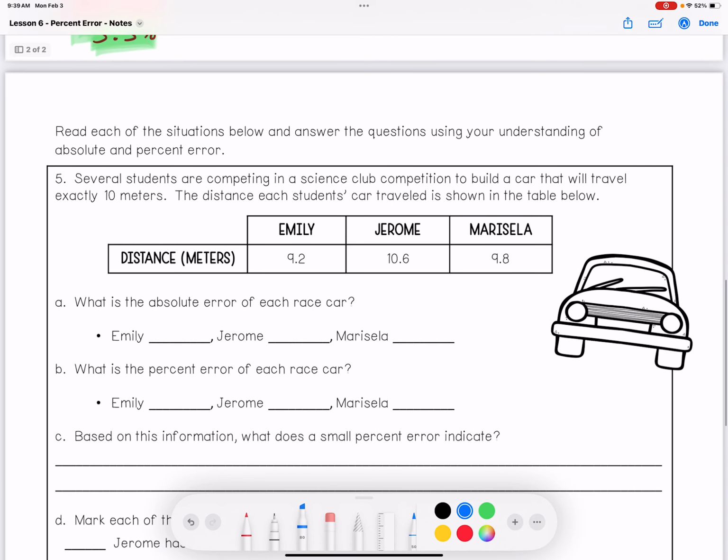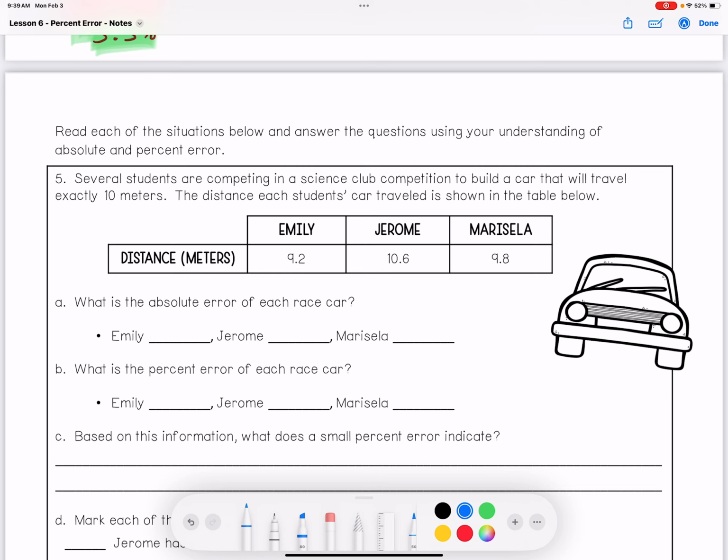All right, read each of the situations below and answer the questions. Here we go. Several students are competing in a science club competition to build a car that will travel exactly 10 meters. The distance each student's car traveled is shown in the table below. So Emily went 9.2, Jerome went 10.6, and Marlisa went 9.8.